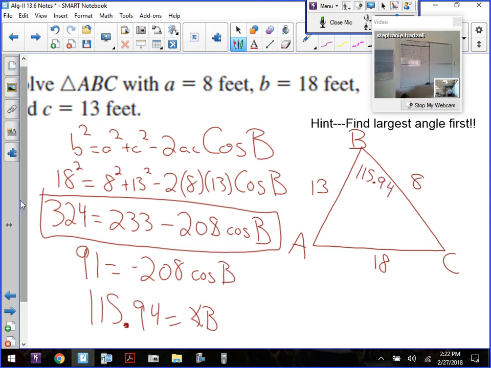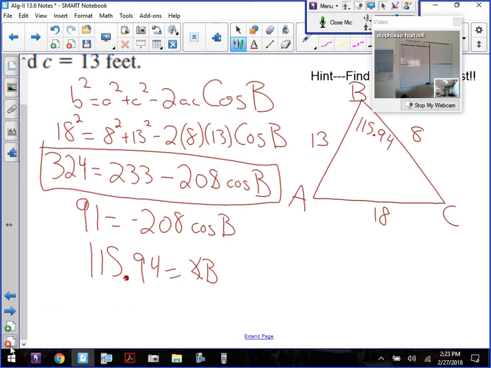Which angle should I find next? We would find angle C. Remember, you always want to find the next largest angle. Always go with the next largest. And again, here you're going to use law of sines because you have an angle and side opposite. Because it alleviates the possibility of an ambiguous case.